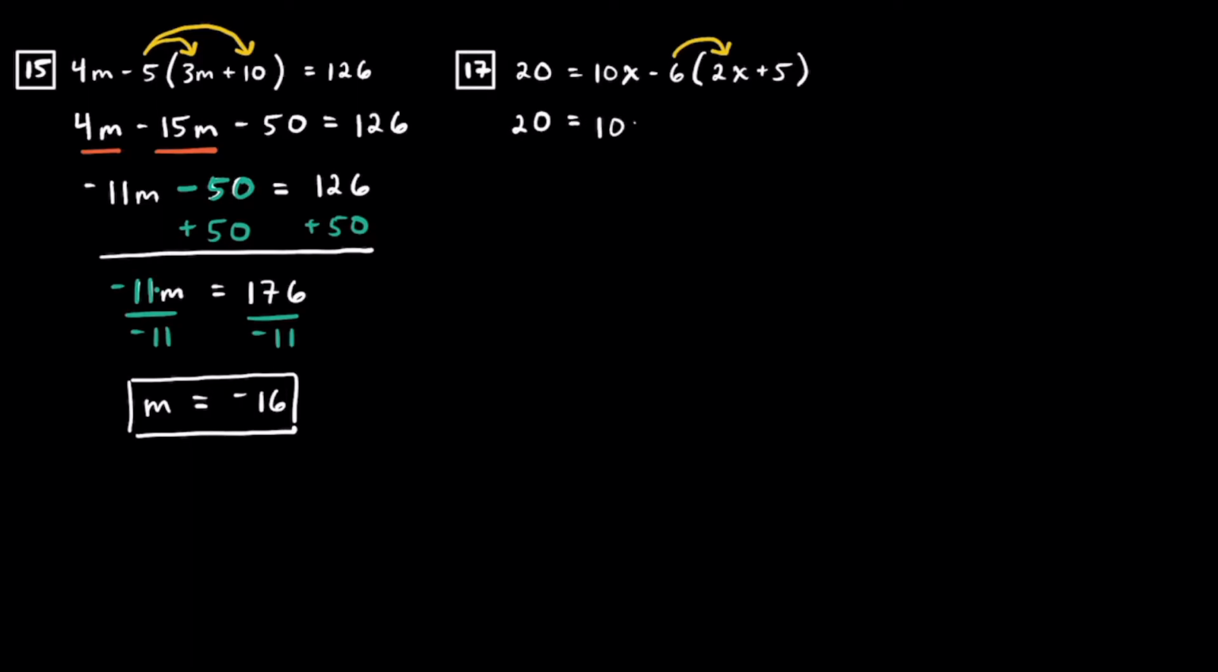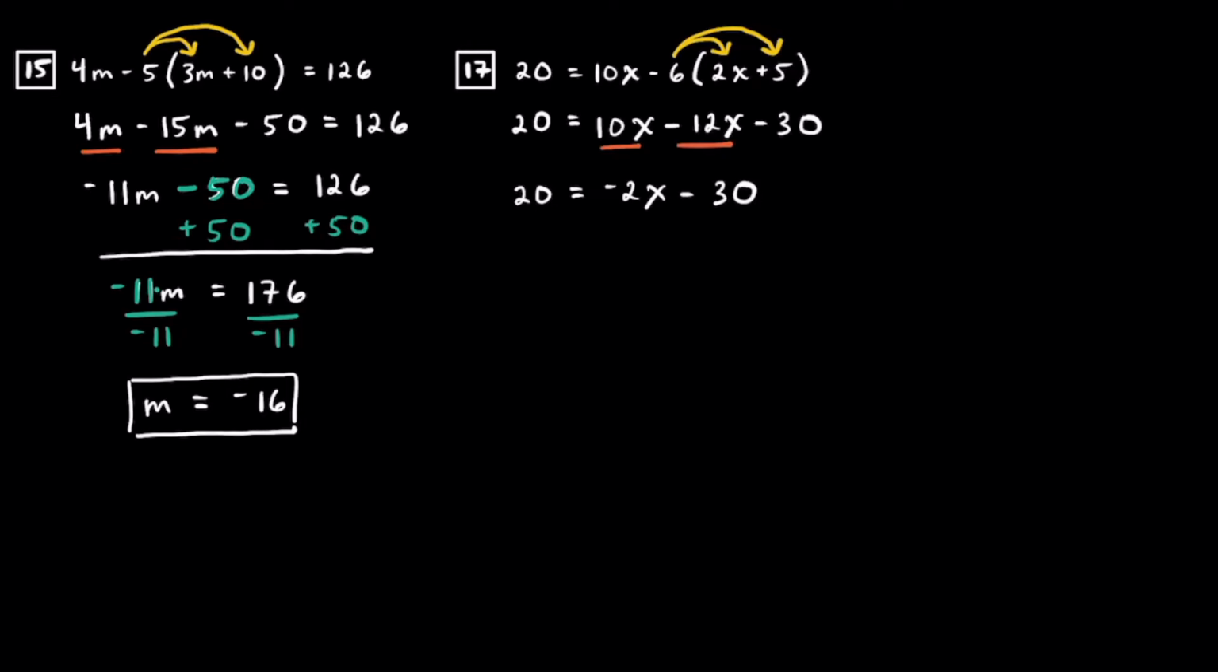20 equals 10x. And distributing this negative 6 to the positive 2x, negative 6 times positive 2 is going to be a negative 12x. And then taking this negative 6 and distributing to this positive 5, 6 times 5 is 30. This should be a negative 30. The left side can't be simplified, but the right side has this 10x minus the 12x. So 10 minus 12, well, 12 minus 10 is 2, so 10 minus 12 must be negative 2. So we have 20 is equal to negative 2x minus 30.